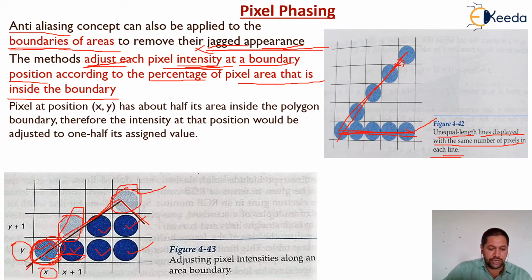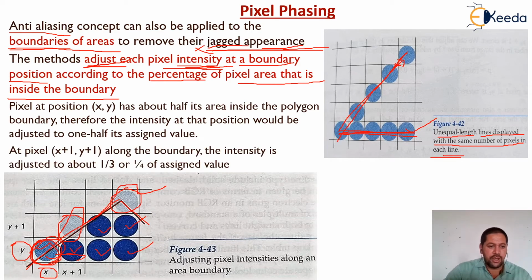The actual intensity is this, so 50% of this is activated. So this pixel is activated with 50% of the intensity. Okay, I think I have written this. Just look at this. Yes, we have written the same thing. The pixel at position x, y has half of its area inside the polygon boundary and half is outside. Therefore the intensity at that position should be adjusted to one half its assigned value.